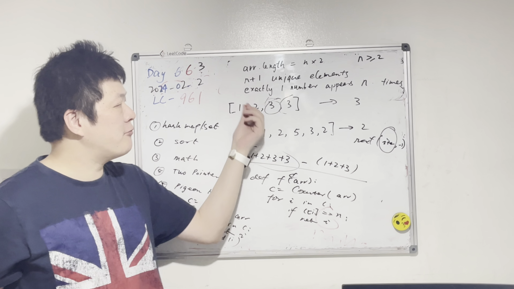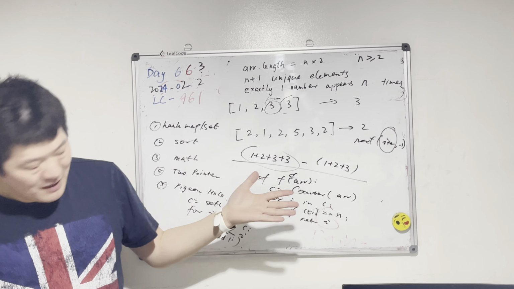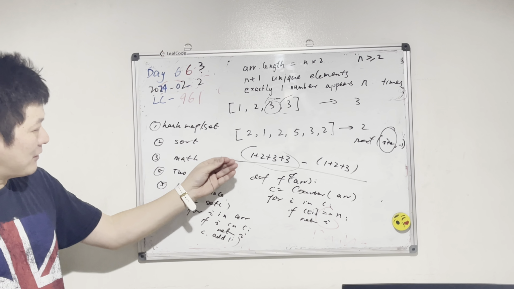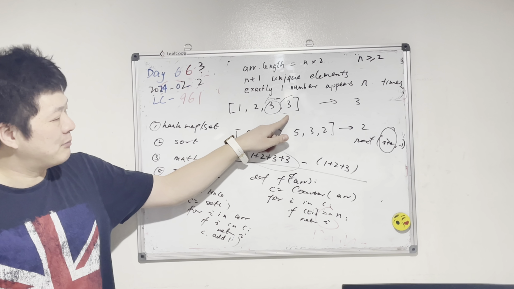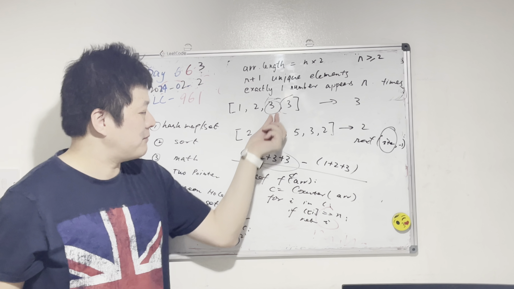So we're given an array with positive integers. The size of the array is n times 2, where n is larger than 2, and there are n plus 1 unique elements, and only one number appears n times. This is basically saying that only one number appears more than once. For example, 1, 2, 3, 3: the 3 appears n times, 2 times. In 2, 1, 2, 5, 3, 2, the 2 appears 3 times, so n equals 3.